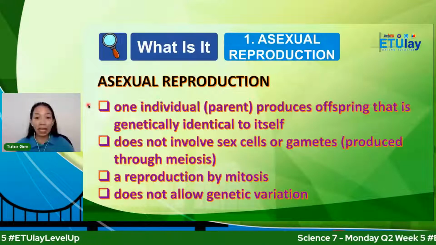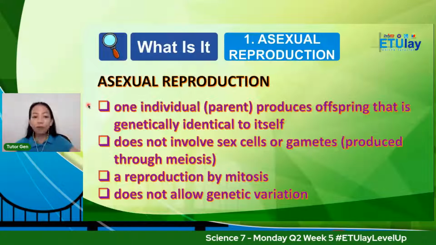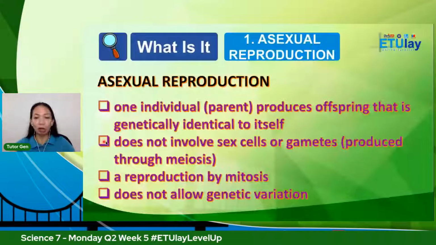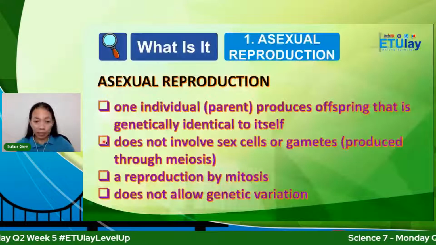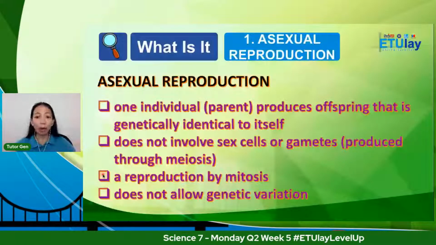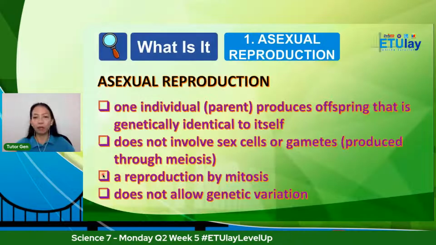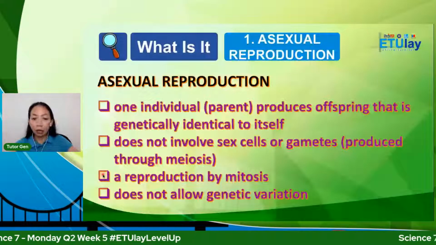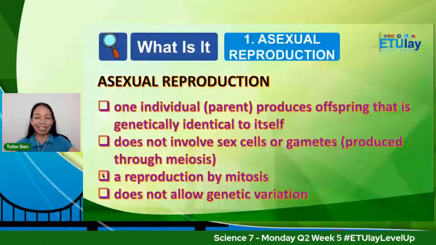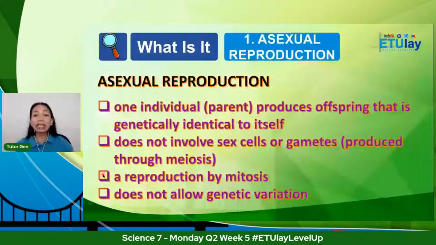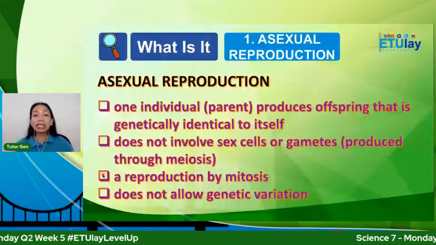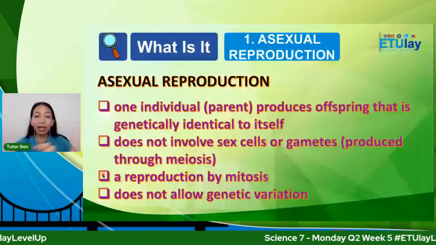Second, it does not involve sex cells or gametes, as we call them, which are produced through meiosis. So when you say asexual reproduction, that is usually a reproduction by mitosis or division of the somatic cells. And fourth, asexual reproduction does not allow genetic variation, meaning walang pagkakaiba-iba sa genetic components from parent and offspring.